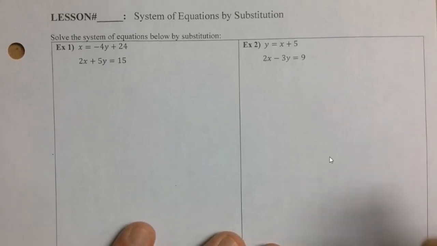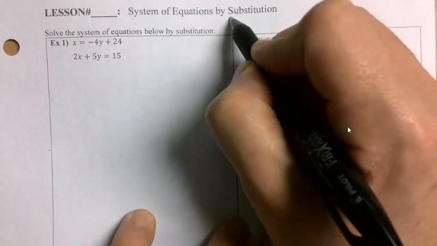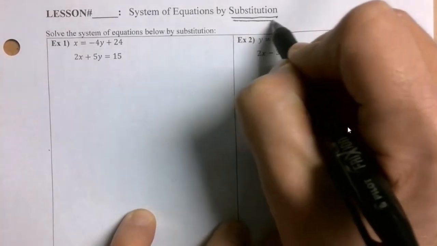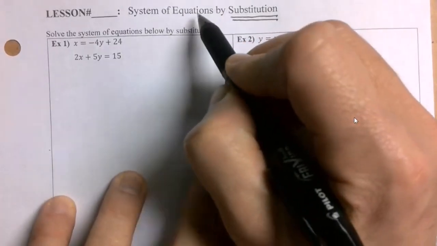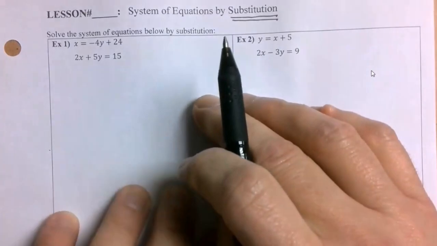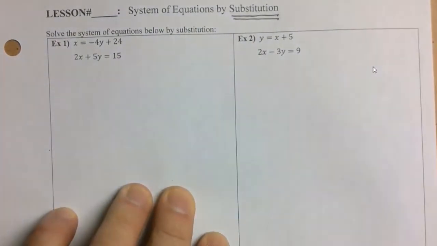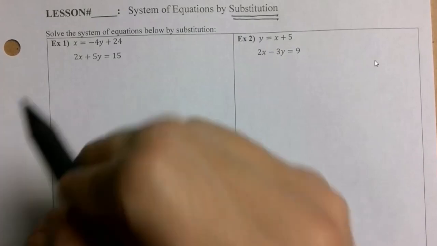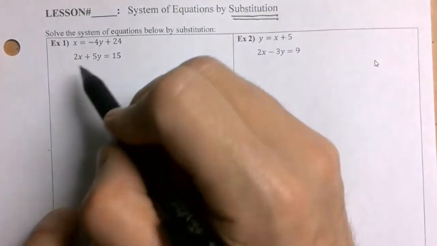This lesson is going to be about systems of equations by substitution. This will be the second method that we learn for solving systems of equations. If you remember, a system of equations is two or more equations. This time, instead of having a graph, we have two equations and we're asked to find the solution for it.